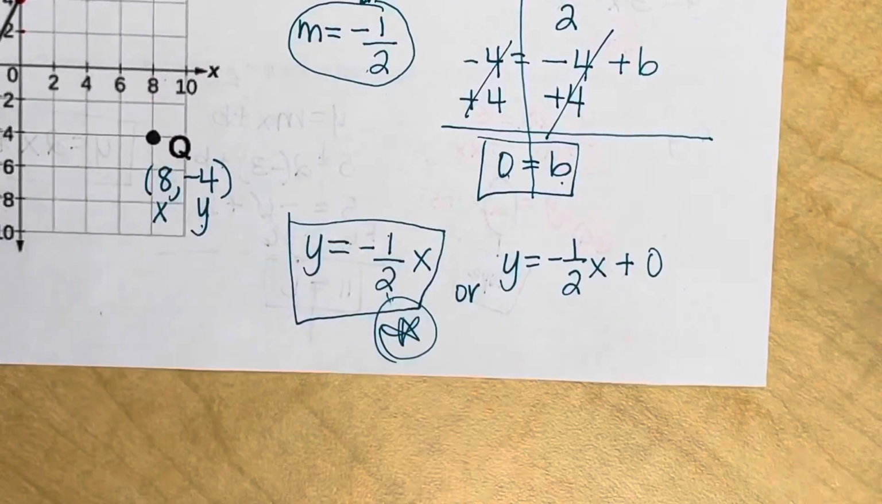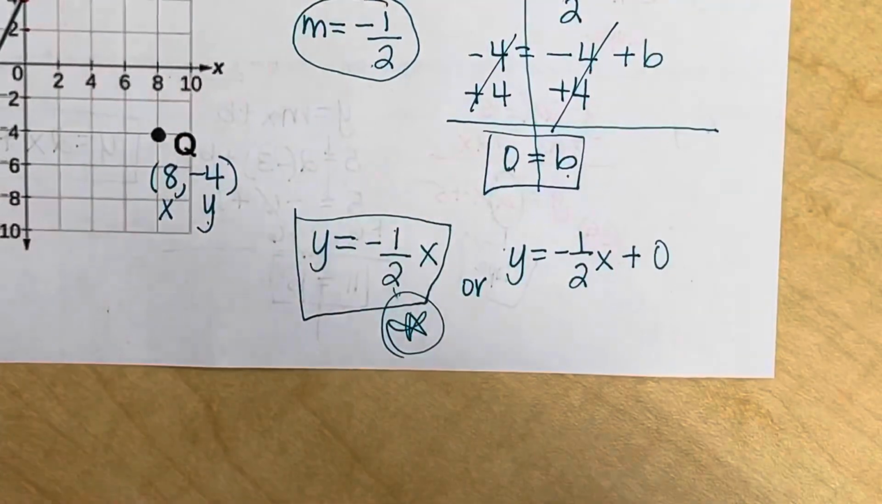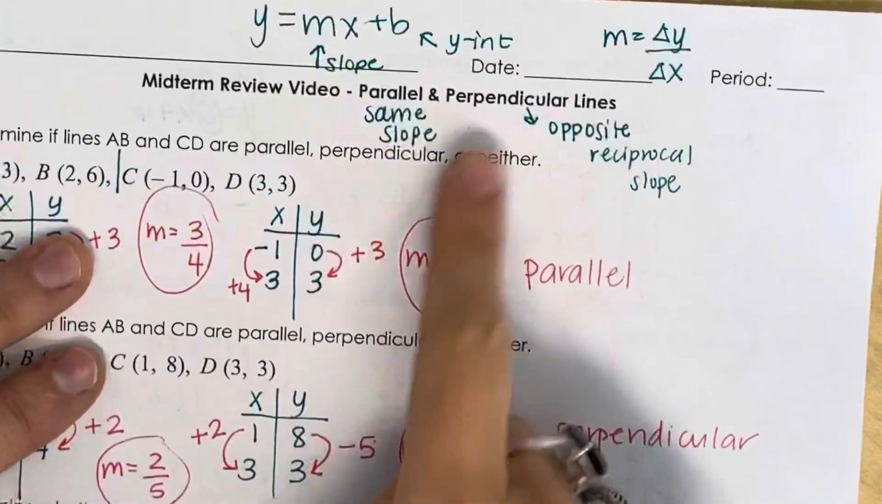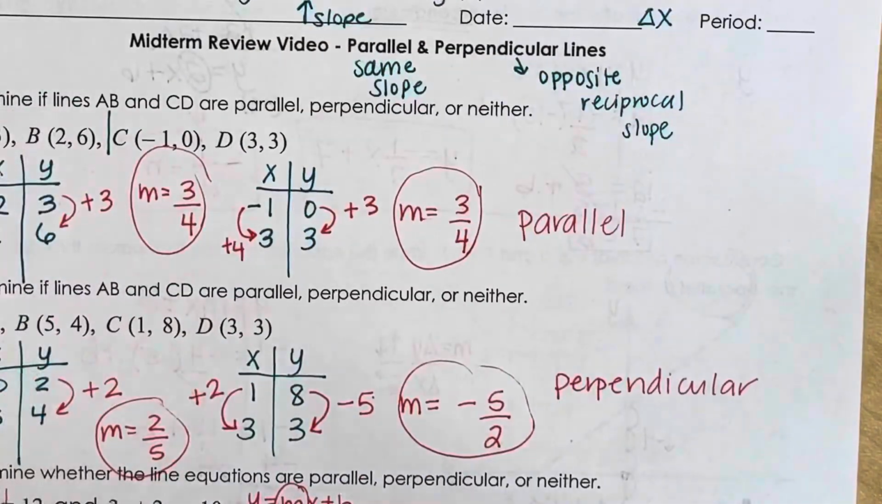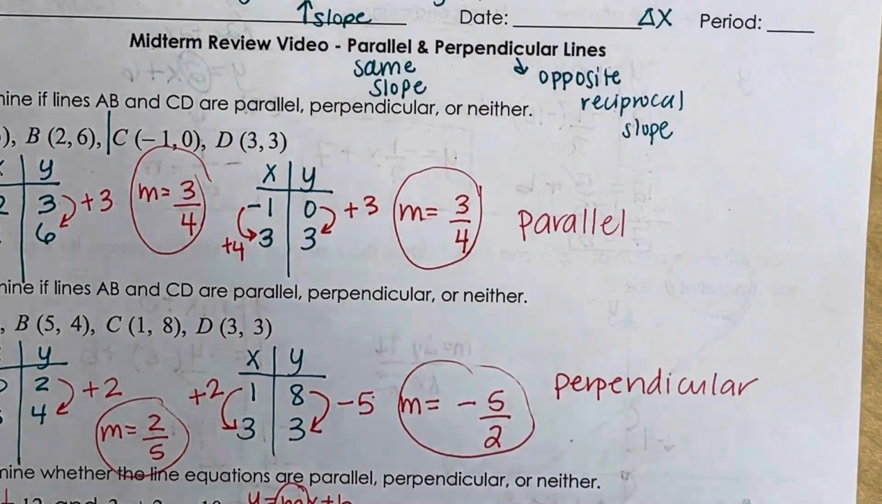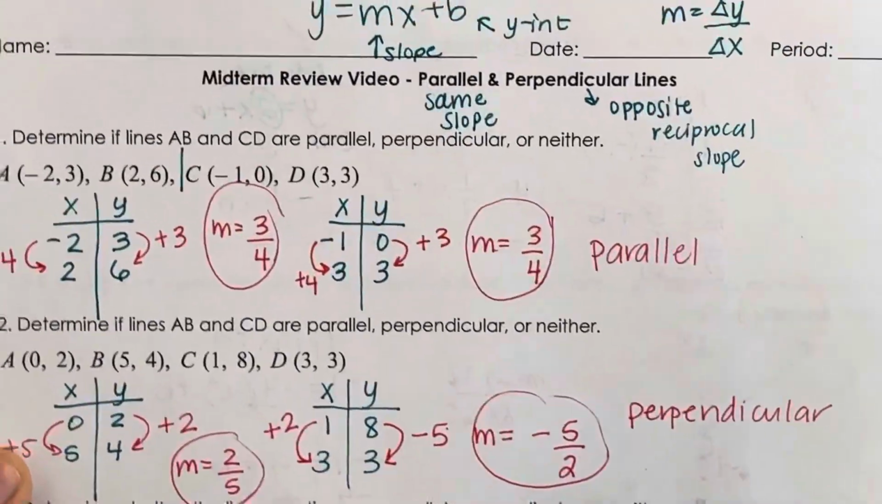All right, so that is it for our review over parallel and perpendicular lines. Now that you're done with this, you can do 2 different activities. One is going to be the color by number, and then the other one is your extra credit assignment about parallel and perpendicular lines. So I hope this helped you guys out. Hope you remembered a lot of this stuff. I hope it was a good refresher for you.